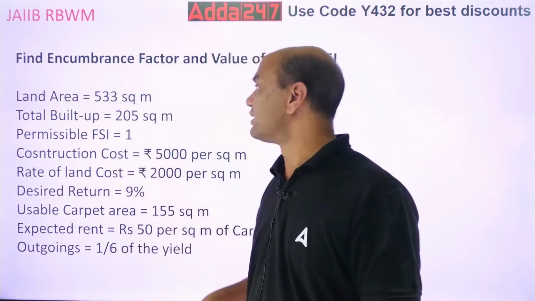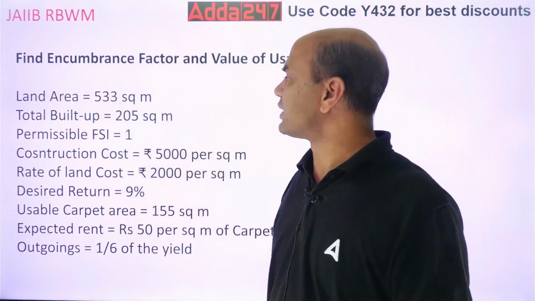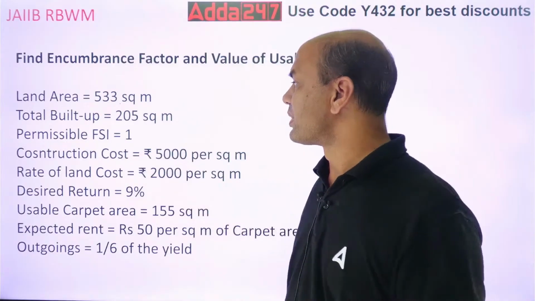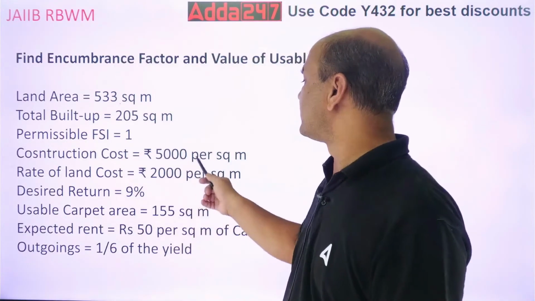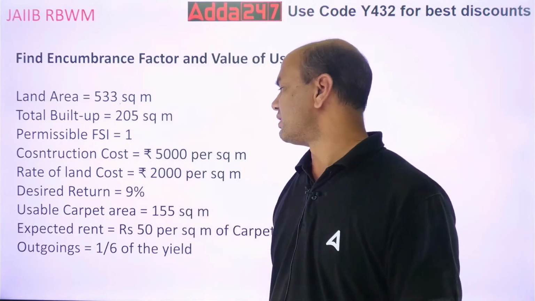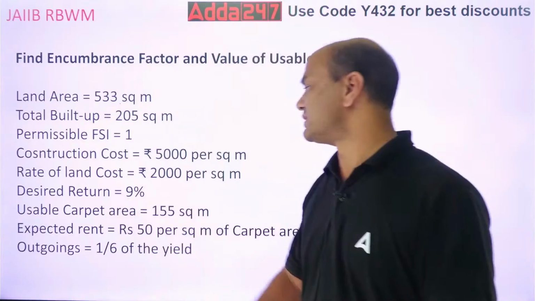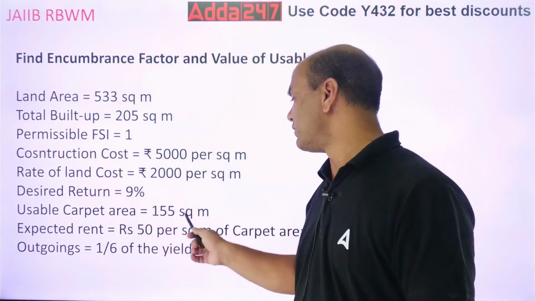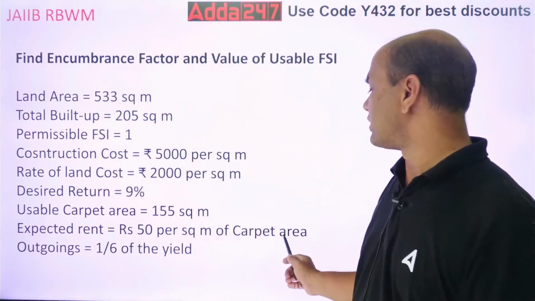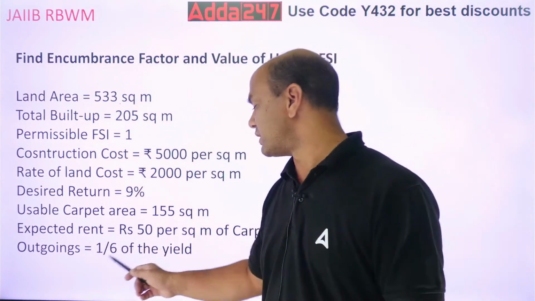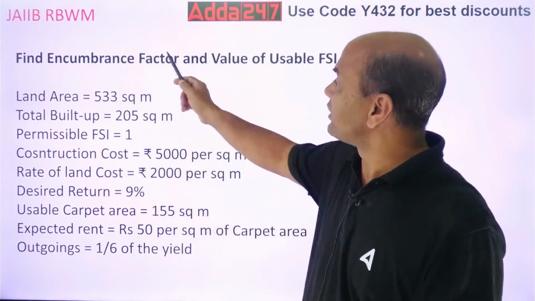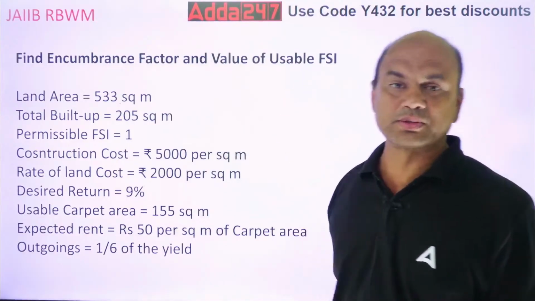See what is given. Land area is given as 533 square meters, total built up is 205 square meters, permissible FSI is 1, construction cost is 5,000 per square meter, rate of land cost 2,000 per square meter, then desired returns is 9%. Usable carpet area is 155 square meter. Expected rent is 50 per square meter of the carpet area. Outgoings are 1/6 of the yield. These are the data given, and you have to find out the encumbrance factor and the value of the usable FSI.